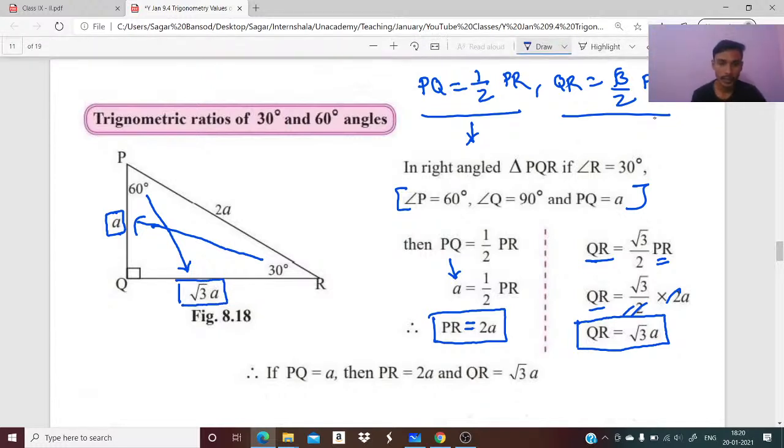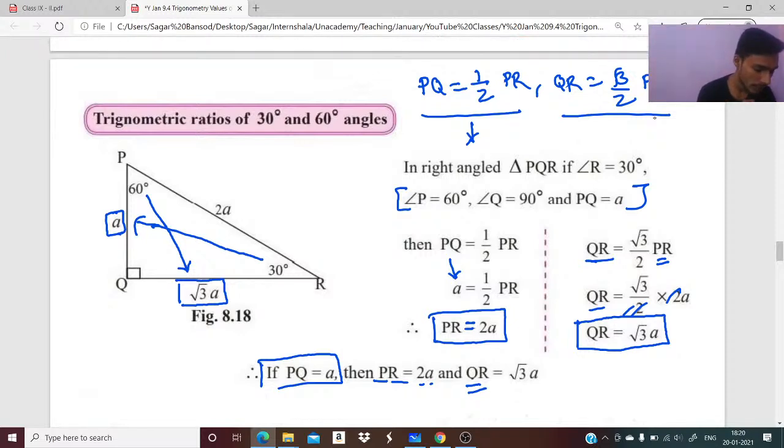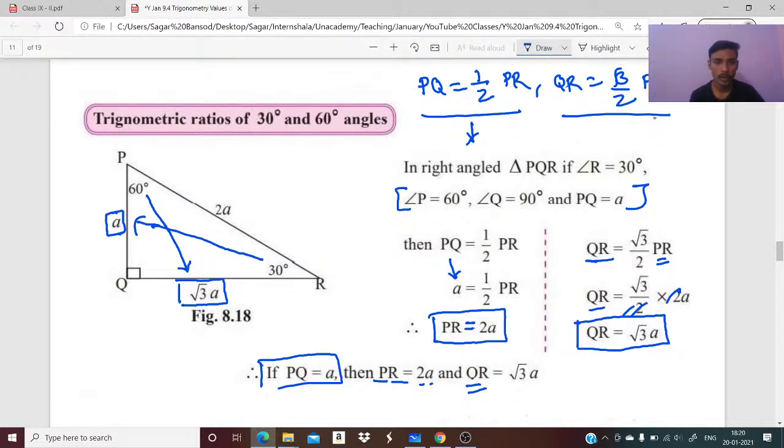So finally, I found out that if PQ is equal to A, then PR, the hypotenuse, will be equal to 2A, and QR, the side adjacent to 30 degree, will be equal to root 3 times A. Let me see if someone is having any questions. Okay, no one. Therefore, you have found out the lengths of PR and QR.